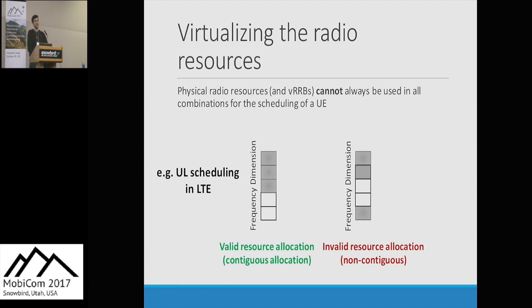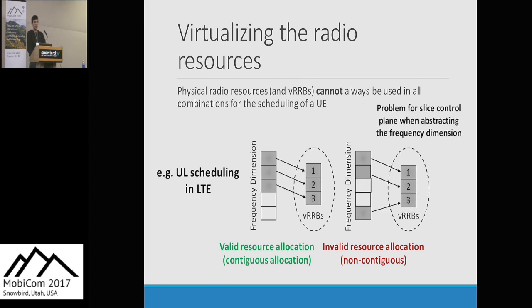So if we knew where exactly these resources are placed in the frequency dimension, then everything would be fine because we could know when an allocation is valid. But since we are abstracting this dimension and we are using the VRB abstraction, a control plane of a slice cannot be in a position to know whether such a thing is possible, when an allocation is valid. So we need to have a way to convey this information to the control planes of slices for them to make the correct decisions.